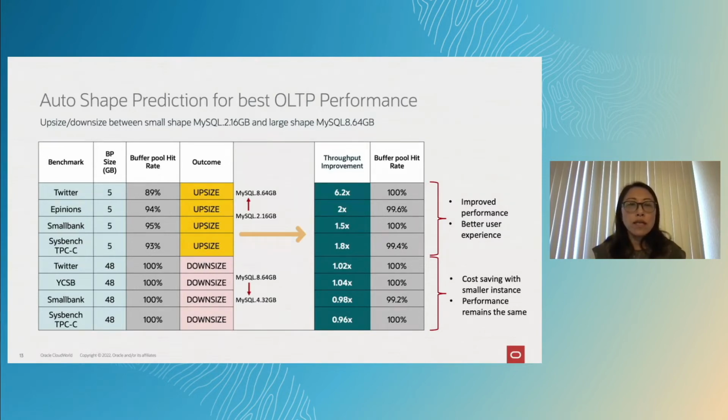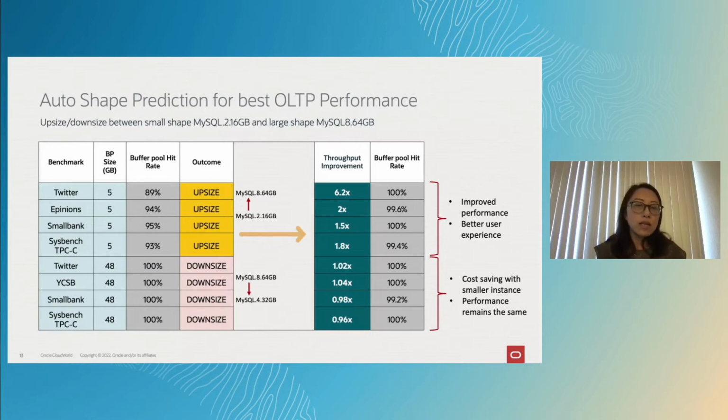Once the instance is upsized, we run the benchmark again, and you can see on the right-hand side, the throughput has improved, and the buffer pool hit rate has also improved. It's important for the buffer pool hit rate to be at a much higher percentage, because you want all of your OLTP transactions to be running in memory. This shows that not a lot of IO is needed during the transaction, which means you'll get better performance and a better user experience.